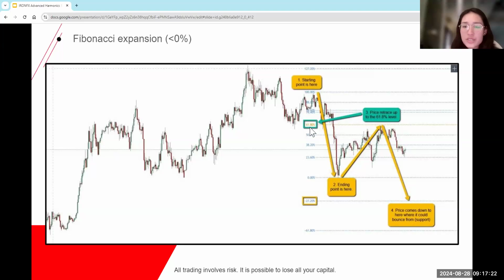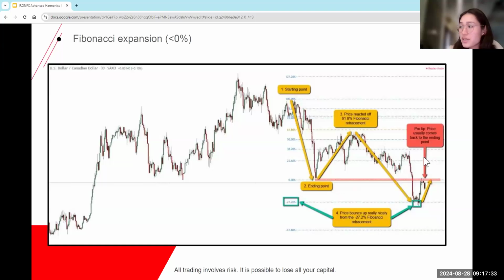Your 61.8 is your typical retracement level that we've seen in the previous examples. And your minus 27.2 is basically where we are expecting prices to reverse off of. You can see that's exactly what happened here. Price bounces off really nicely from the minus 27.2 expansion level. A pro tip is that price usually comes back to the ending point. Ending point is basically the first swing low of your shape.